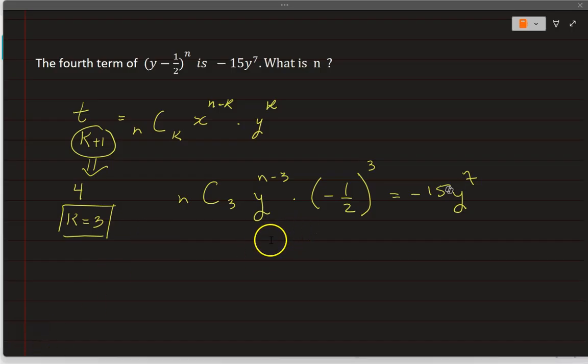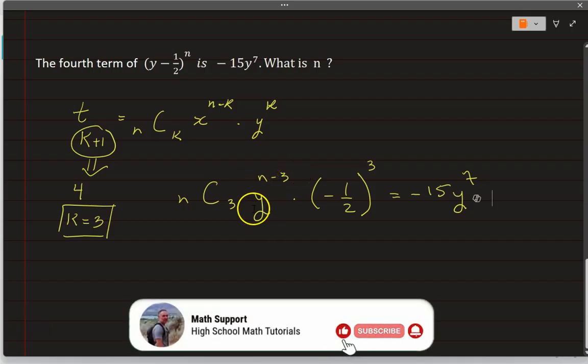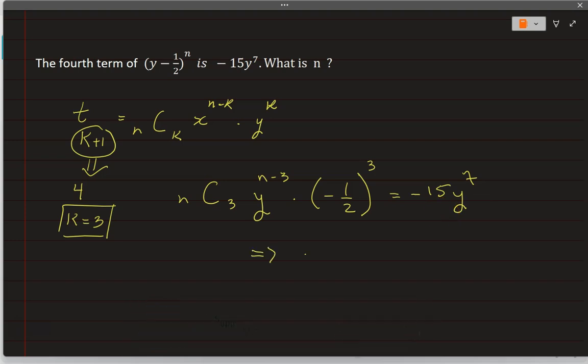So the first thing you notice that this y on this side to the 7, you have the y value here, n minus 3. So this y value and this y value, they're both exactly the same. So that therefore you can say n minus 3 must equal to 7. There is no other way. N equal to 10. Very nice.